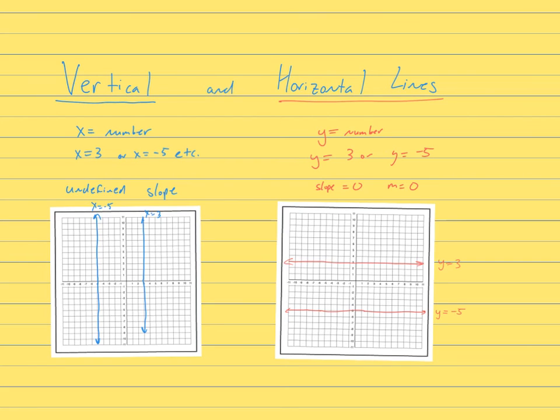Meanwhile, horizontal lines are not steep at all. They're very flat, so their slope is actually equal to 0. And horizontal lines, they do have a y-intercept, so therefore their equation is y equals a number, such as y equals 3 or y equals -5. So 0 slope, or slope equal to 0, but they do have a y-intercept. So it's kind of an interesting way of seeing that equation.